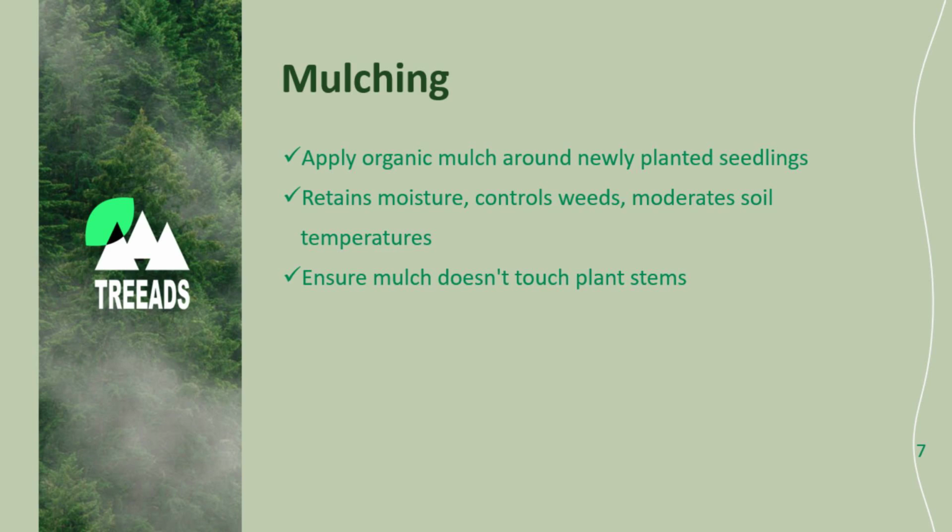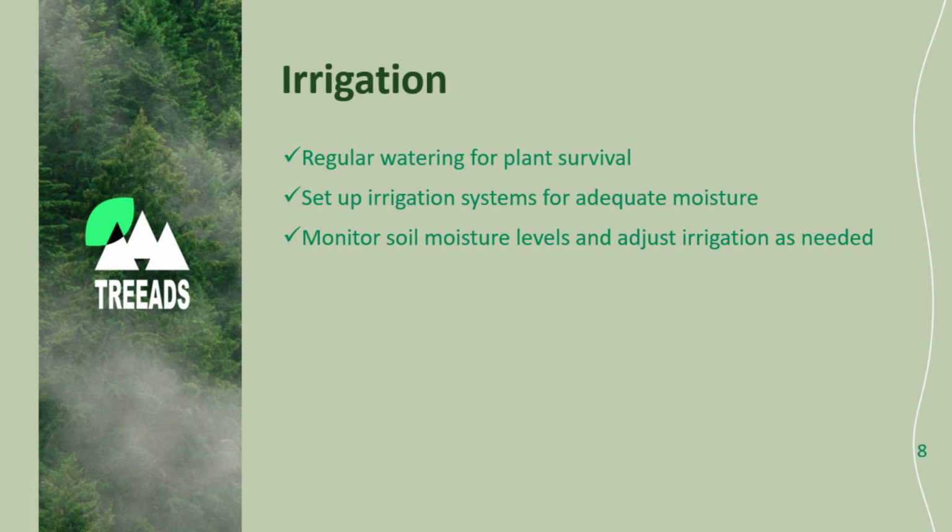Mulching is another technique. Apply a layer of organic mulch, such as wood chips or straw, around newly planted seedlings. Mulch helps retain moisture, control weeds, and moderate soil temperatures. Ensure the mulch layer does not touch the plant stems, as this can create a breeding ground for pests and diseases.